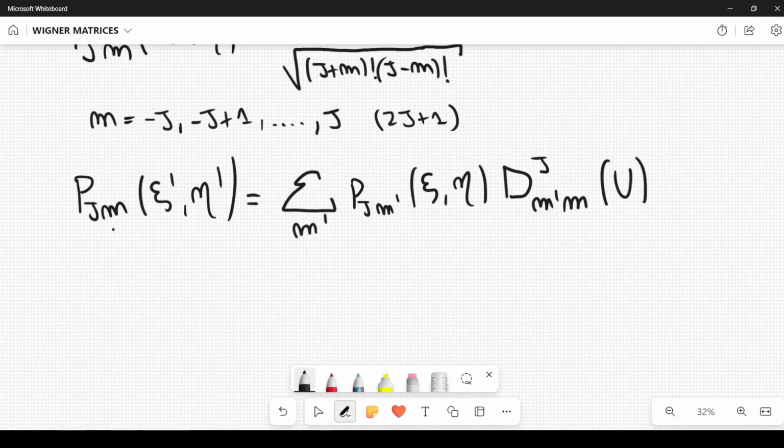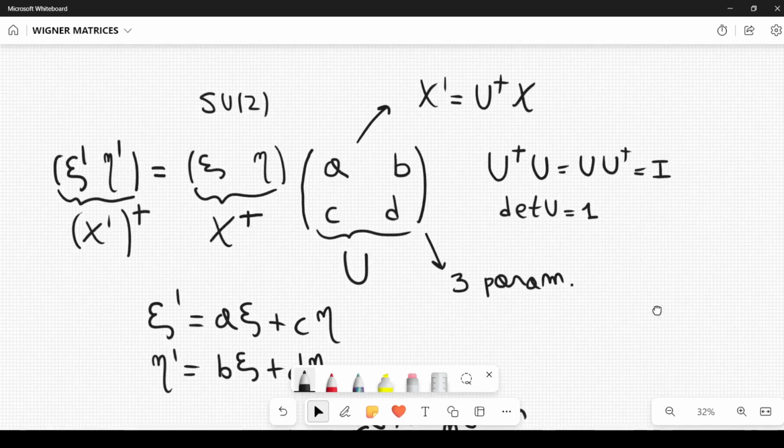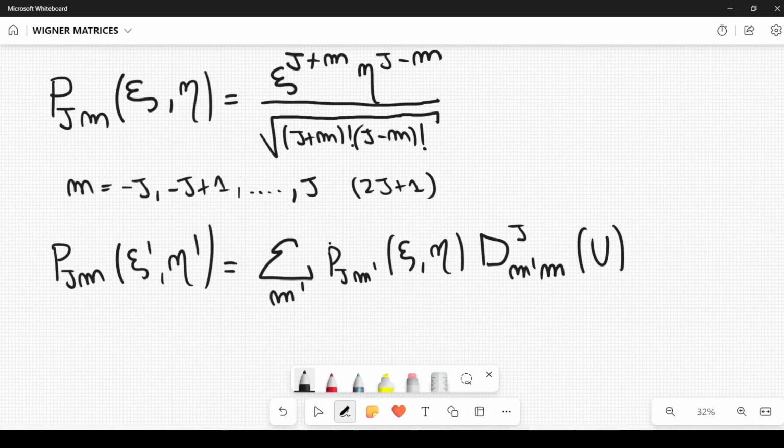And you can see that we have expanded the rotated polynomial, if you want. We call it quote-unquote rotated polynomial in terms of the unrotated polynomials multiplied by these Wigner matrices. So it's as if we are acting on the right with these Wigner matrices that basically generalizes the formula that we have written here. So instead of u, we have the Wigner matrix related to the spin j representation, and instead of the spinor, we have this polynomial that is related to spin j, as you can see. So it is some kind of generalization.